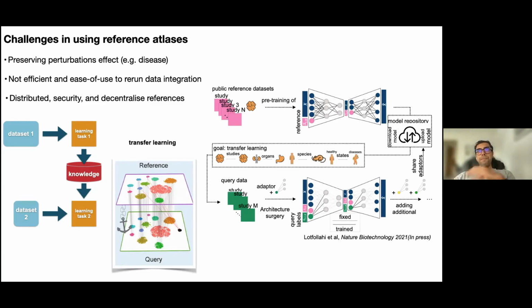I'll quickly go through the sketch. We have public reference data sets, as I said. The first phase is pre-training and building these reference atlases, and this is model agnostic. There are a lot of deep learning models and non-deep learning models, but here we focus on a specific class of deep learning models, which has been shown to be a top performer in a recent data integration benchmark for single-cell genomics, single-cell transcriptomics, and genomics generally.